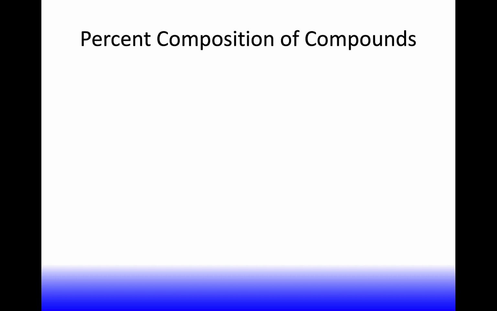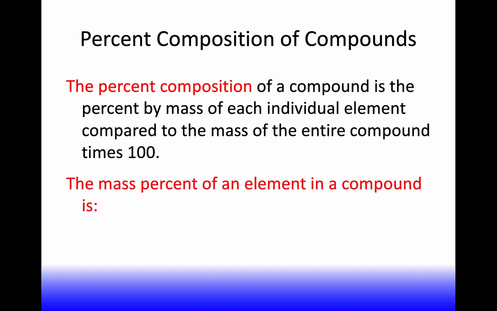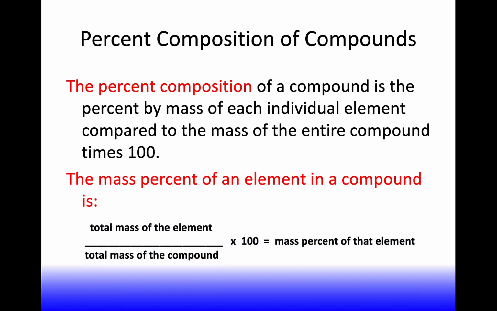Now, what is percent composition of compounds? We've already basically talked about this, but I just wanted to go over it quickly. It's going to be very important for the last 2 sets of notes in this class. So percent composition of a compound is the percent by mass of each individual element compared to the total mass of the entire compound times 100. So let's take a look. Total mass of the element divided by total mass of the compound times 100 equals the percent or mass percent of that particular element.